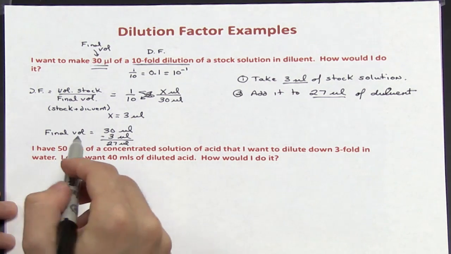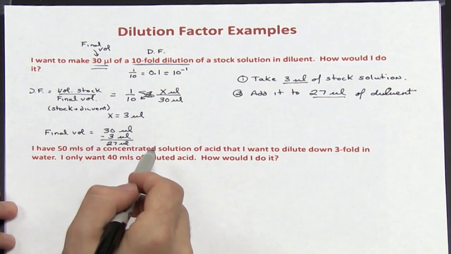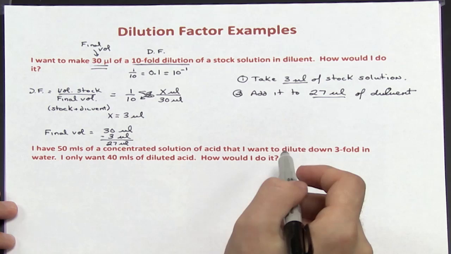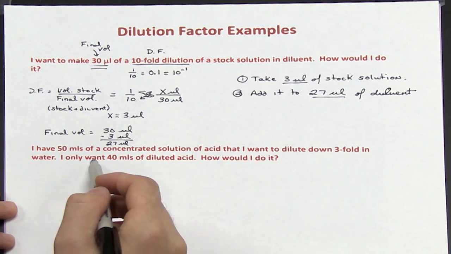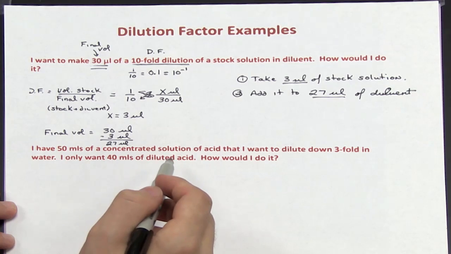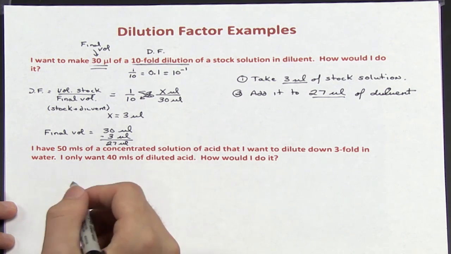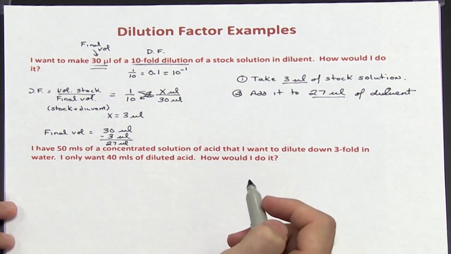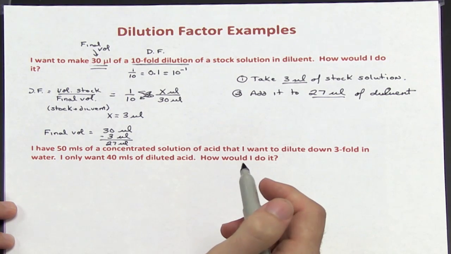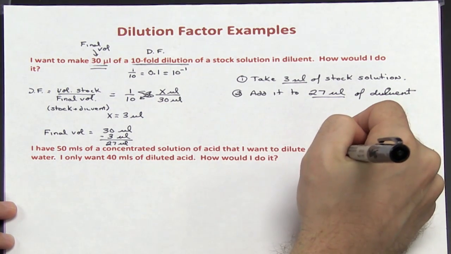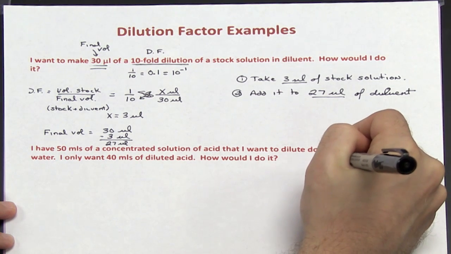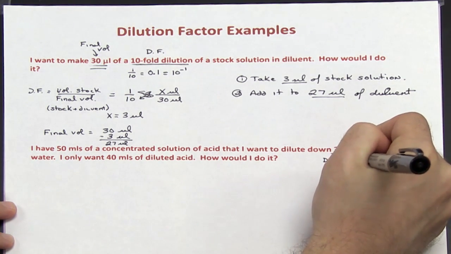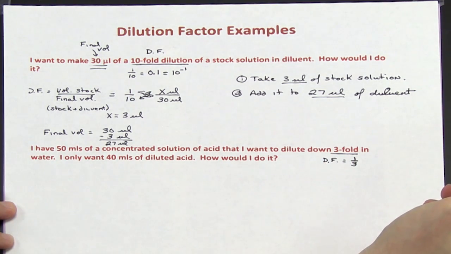Let's try another problem. I have 50 mils of a concentrated solution of acid, and I want to dilute it down threefold in water. I only want 40 mils of diluted acid. How would I do it? Well, again, the first thing we need to do is look to find the dilution factor. Here, we want to dilute it threefold, which means that my dilution factor is going to equal 1/3.